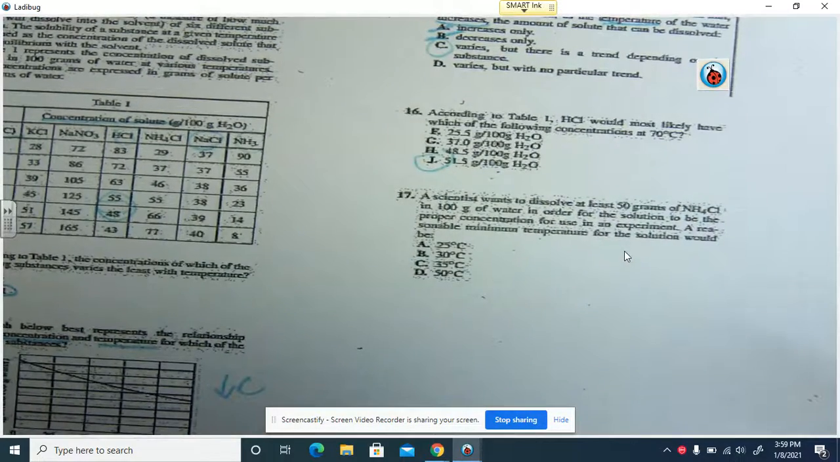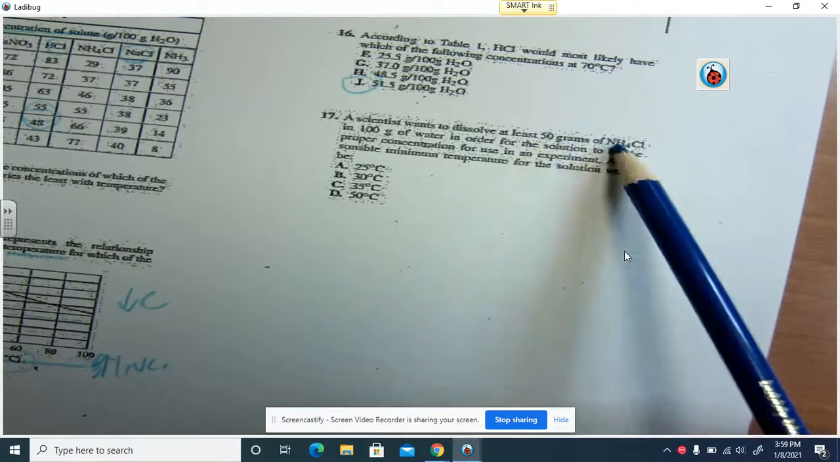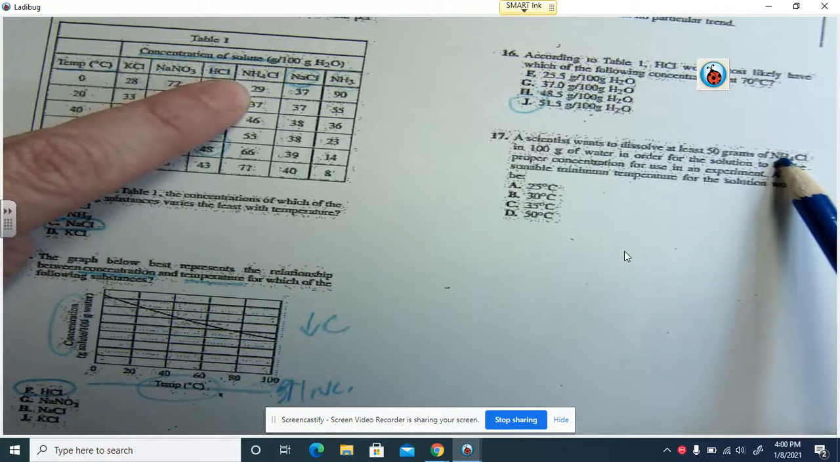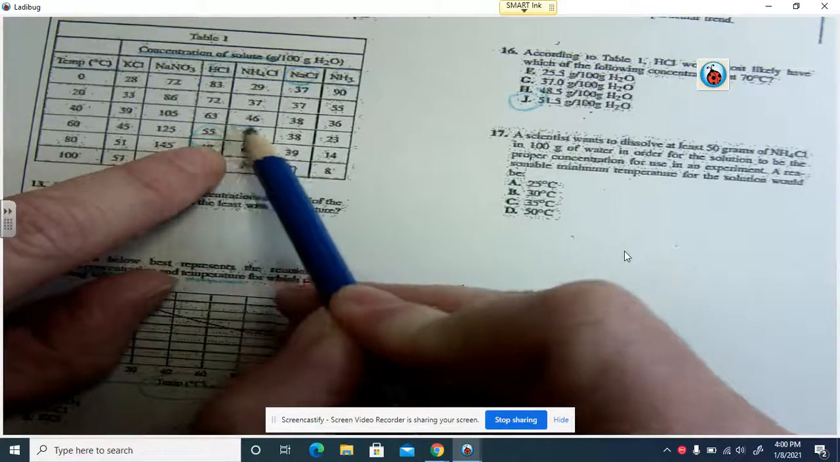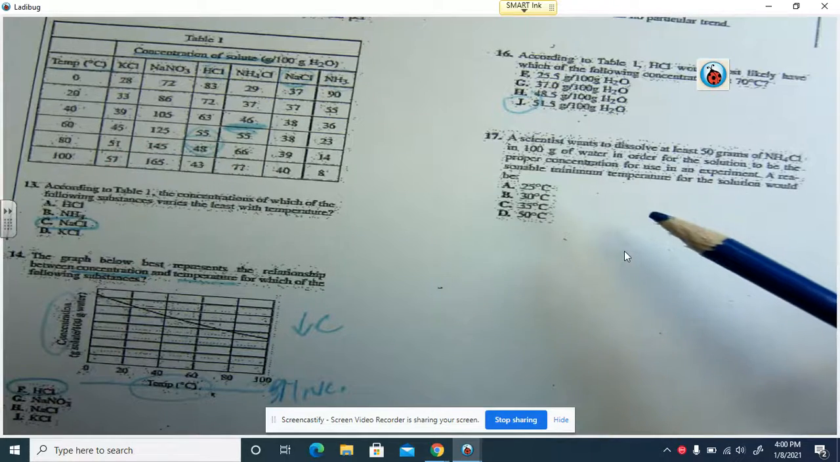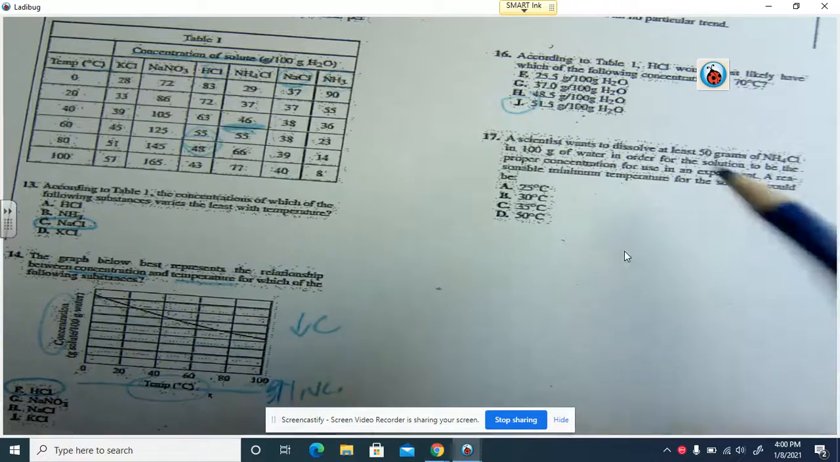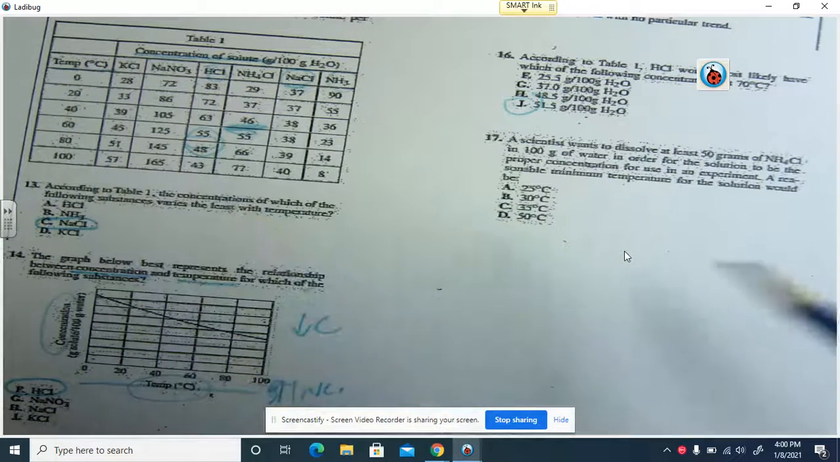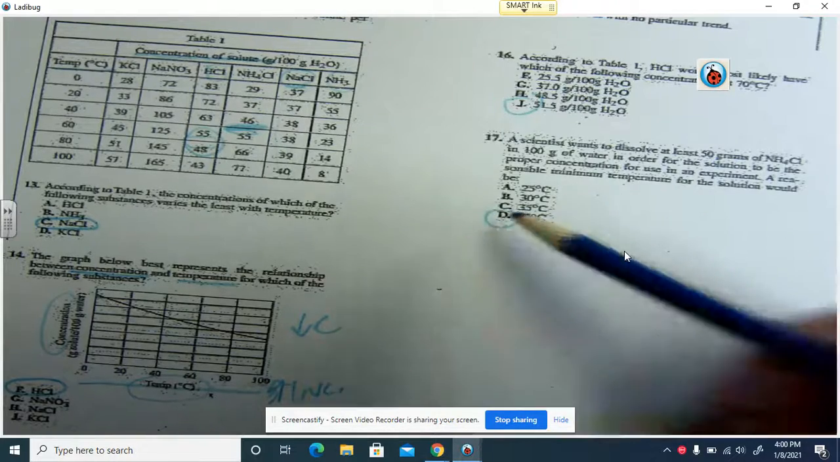Okay. And then finally, a scientist wants to dissolve at least 50 grams of NH4Cl. So I'm going to go over here and find this. Here's NH4Cl, and I want to dissolve 50 grams, okay? So that's going to be about right here. So 50 grams, and a reasonable minimum temperature for that has got to be between 40 and 60, right? So our best bet is going to be letter D.